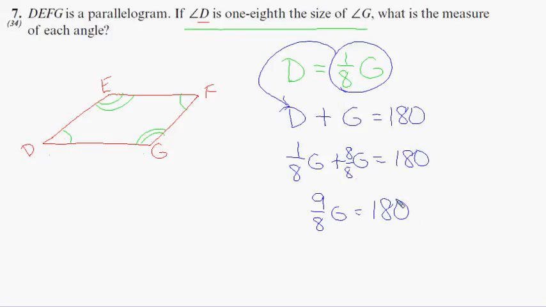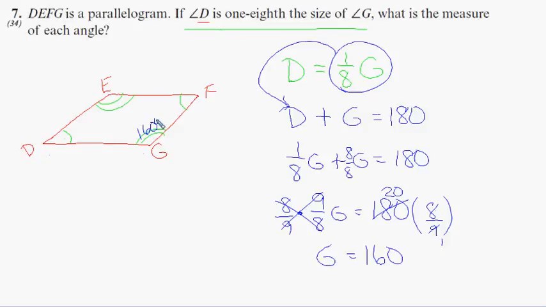Now all I have to do to finish this out is just multiply this by the reciprocal to get rid of this. So if I'm going to multiply this side by 8/9, I also have to multiply this side by 8/9. So these cancel, and I'm left with G. 9 into 9 is 1. 9 into 180 is 20. 20 times 8 is 160. Angle G is equal to 160 degrees.